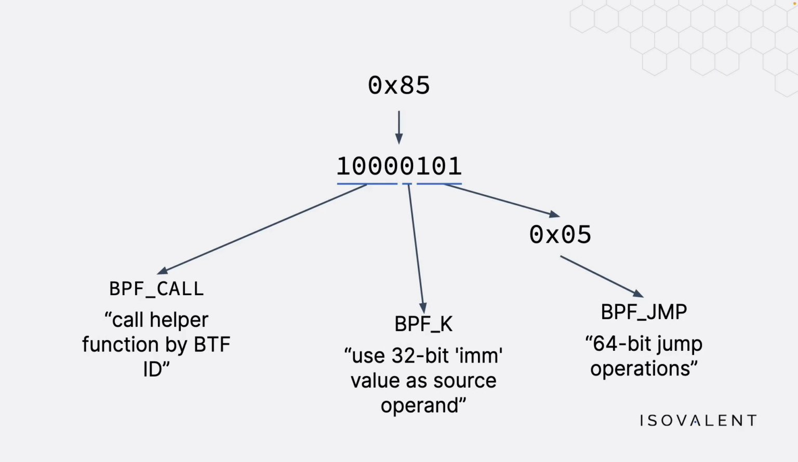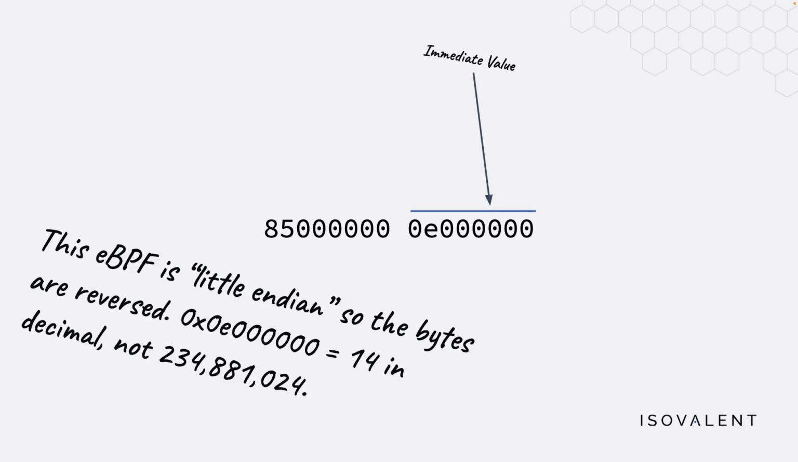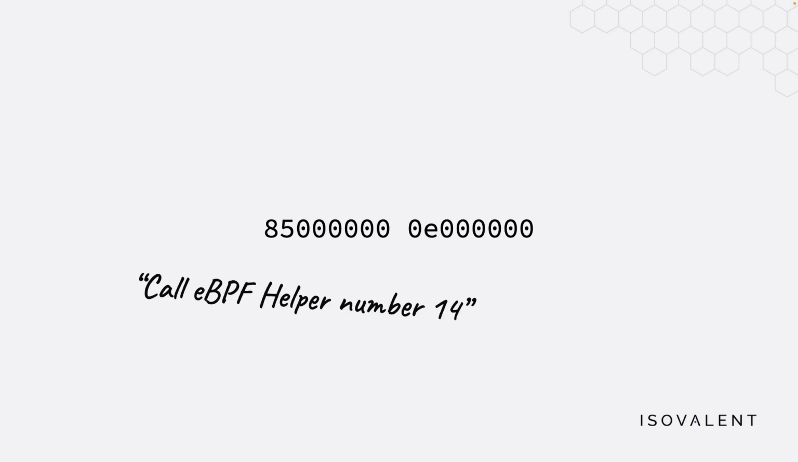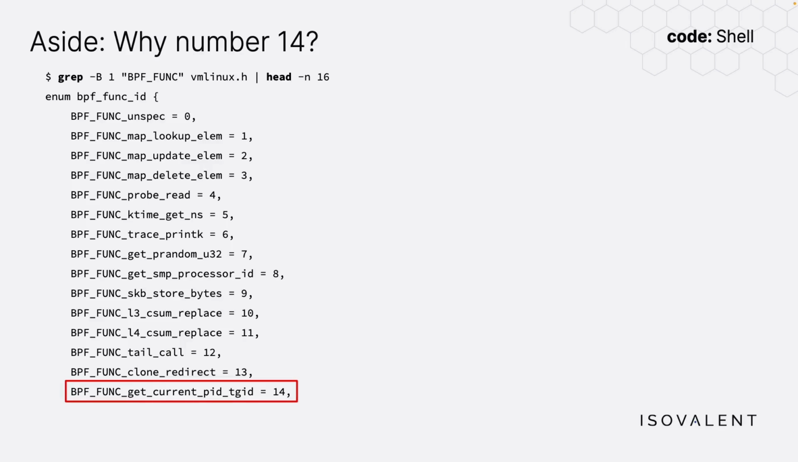I'm not going to show you the code for those first 4 bits, but if you look it up, this is a BPF call, which is call helper function by BTF ID. And then we have our immediate value. As a little note, eBPF is little endian, which I'm not going to get into the details of. So the byte order is actually reversed, and that number is actually 14, not like 200 million. So what this actually translates to is call eBPF helper function number 14.